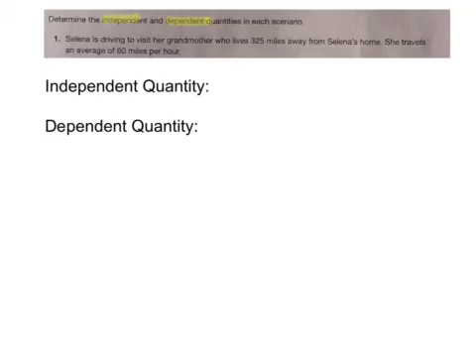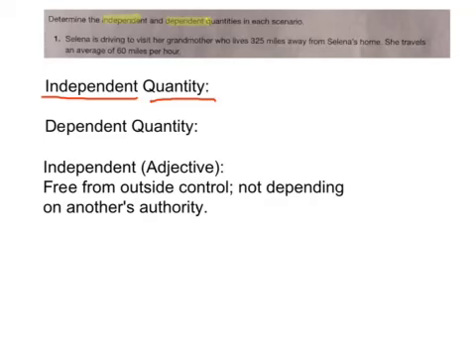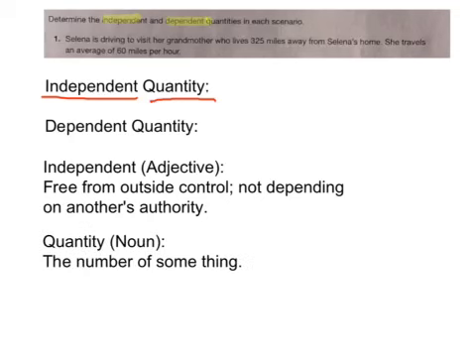To break down the phrase independent quantity, you have to look at the two words that make it up: independent and quantity. The word independent means free from outside control, and it doesn't depend on another's authority. The word quantity means the number of something, and when you put those two ideas together, you see that the independent quantity is a number of something that is free from outside control.